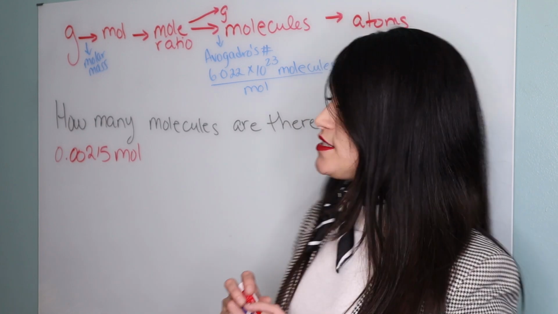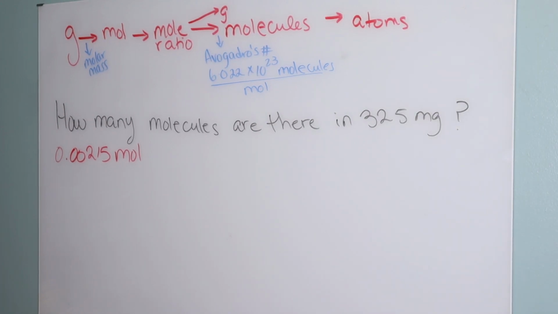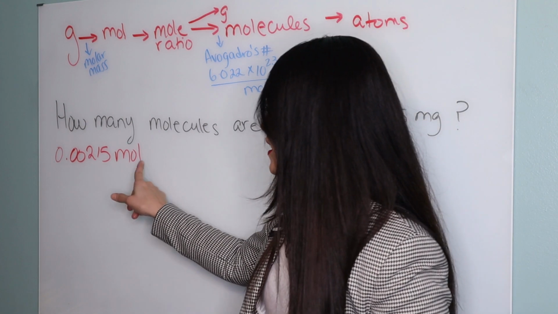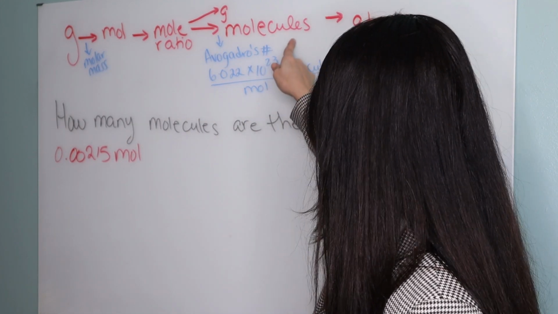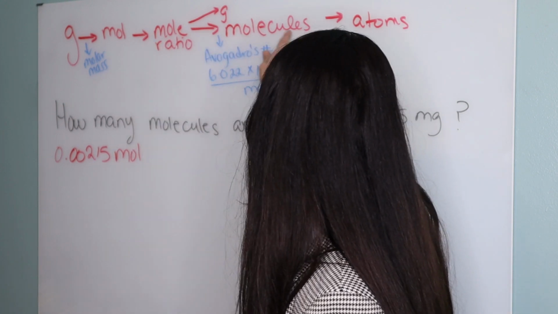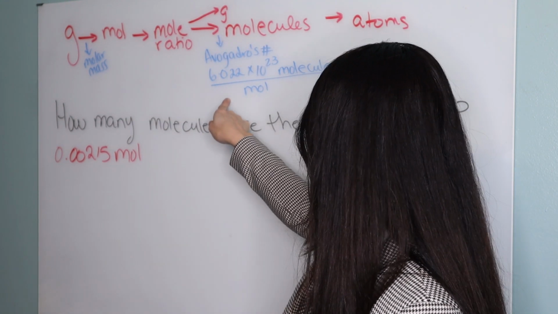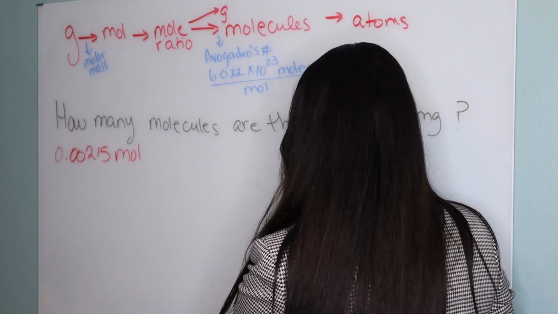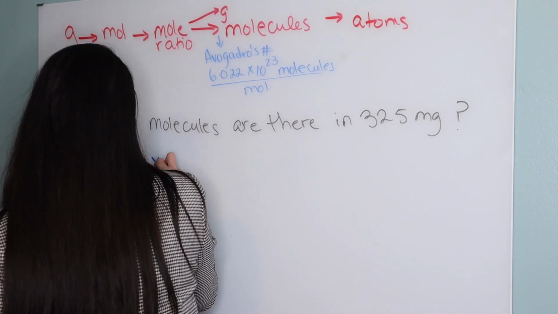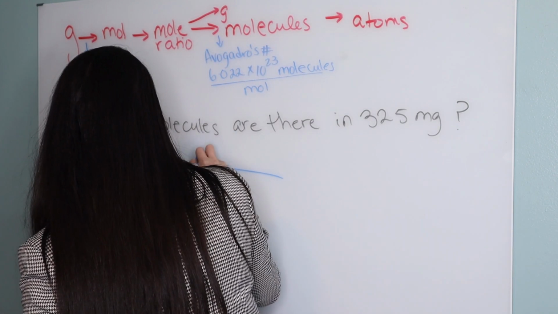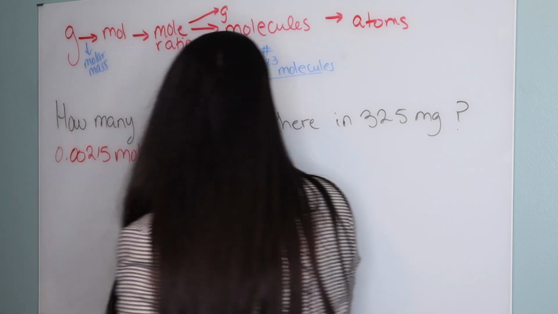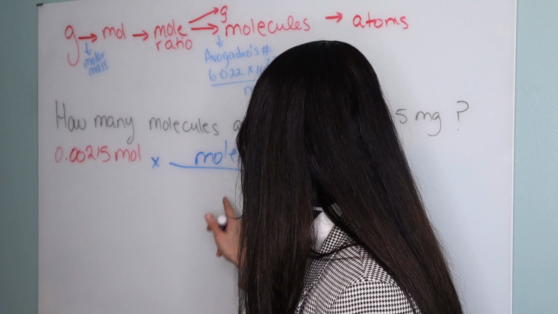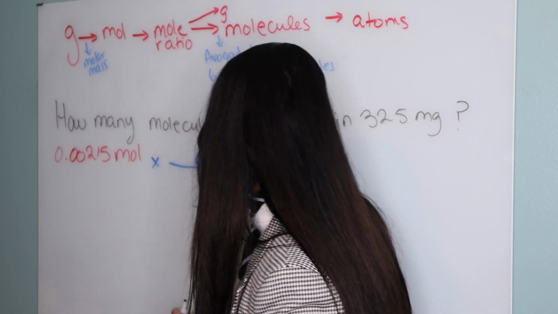The next question is asking us, how many molecules are there in 325 milligrams of Tylenol? First of all, we already got the moles, so I went ahead and I wrote that. But we will have to get started in moles, and then they're asking us to go to molecules. So we're going from moles to molecules. I have to use the Avogadro's number. So let's do that. Times. I want molecules. What I want is going to go at the top of the fraction. Molecules. What I want to get rid of is going to go at the bottom. Might have written this too big.